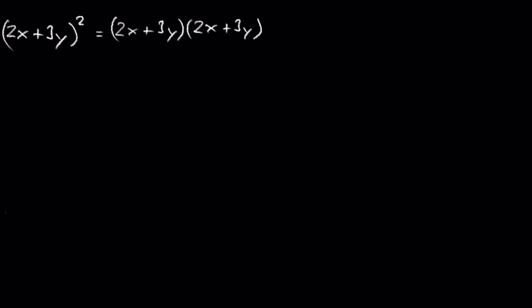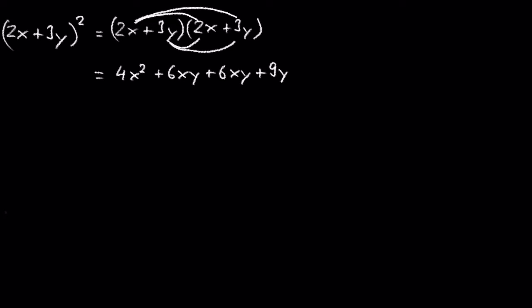We can use the FOIL method or just make sure that we multiply each expression of the first set of parentheses with each expression of the second set of parentheses. So 2x times 2x is 4x squared. 2x times 3y is 6xy. 3y times 2x is 6xy. And 3y times 3y is 9y squared.